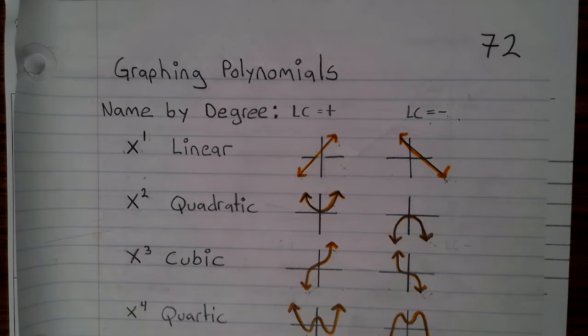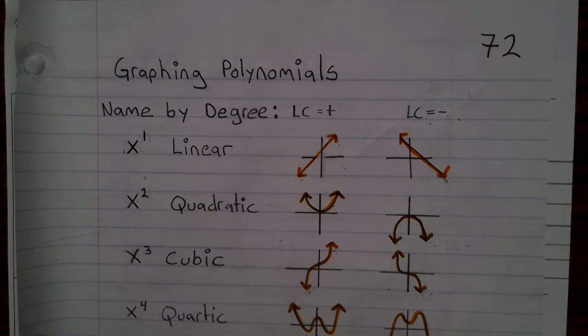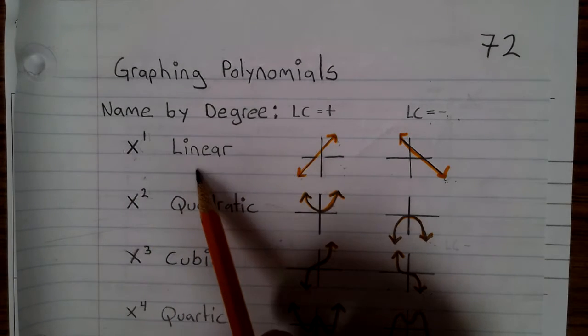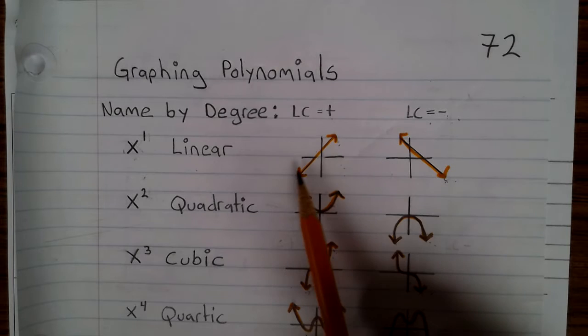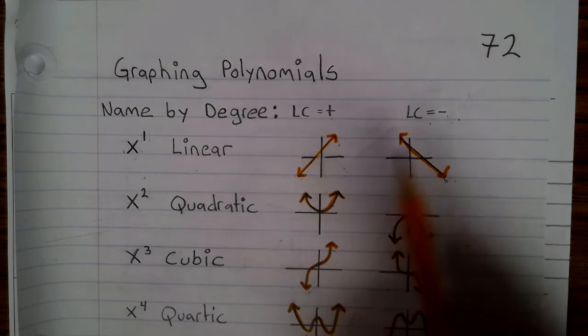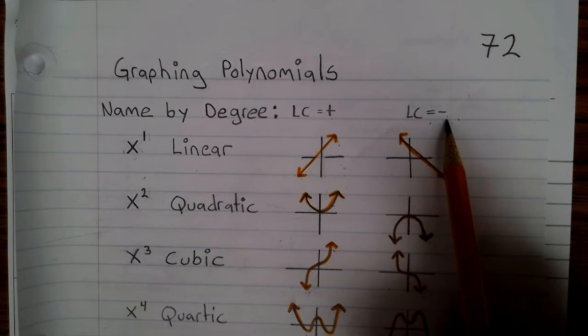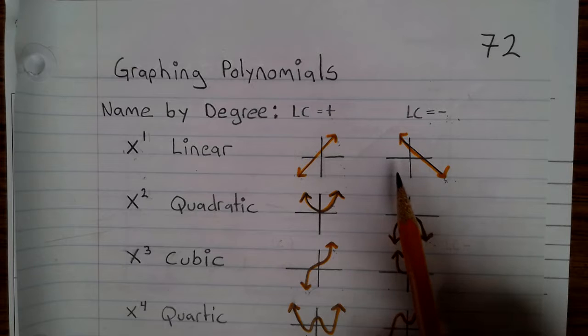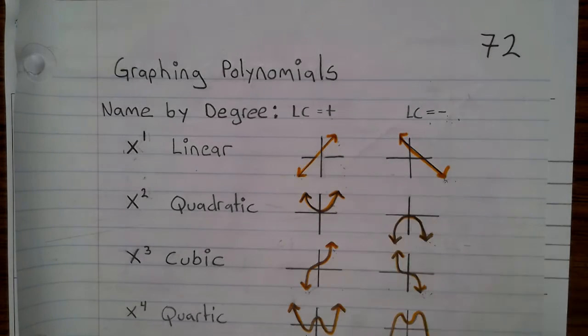Okay, Wildcats, today we're at Journal page 72, Graphing Polynomials. Name by degree. When it's x to the first power, it's linear, and when the leading coefficient is positive, it's increasing from negative infinity to positive infinity. When the leading coefficient is negative, it's decreasing from negative infinity to positive infinity.